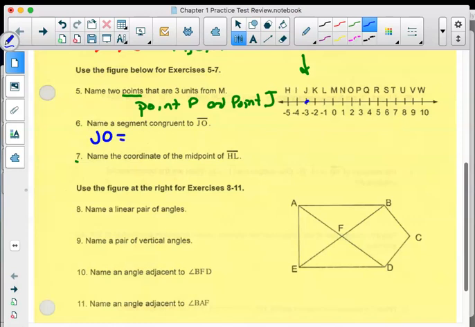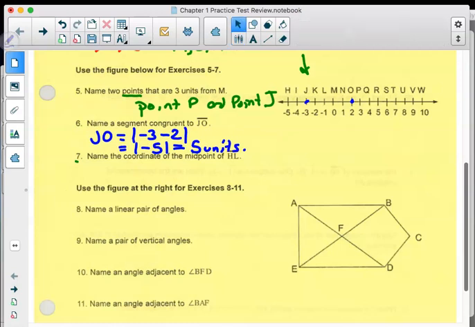So my length from J to O, I take my endpoints and have the absolute value of -3 minus 2 using the ruler postulate. That's going to give me -5, but it's the absolute value of -5, so this is equal to 5 units. Okay, so anything with 5 units will be congruent to JO.